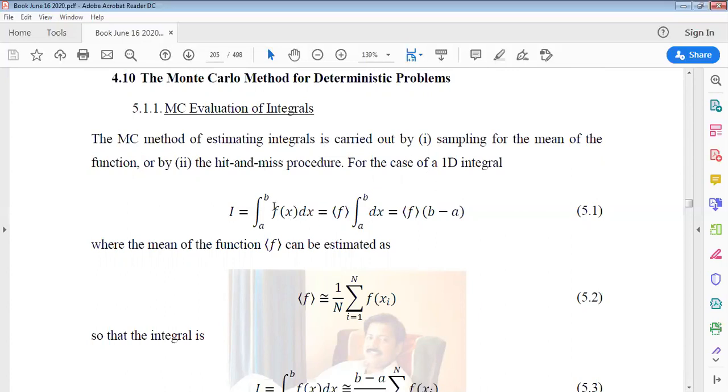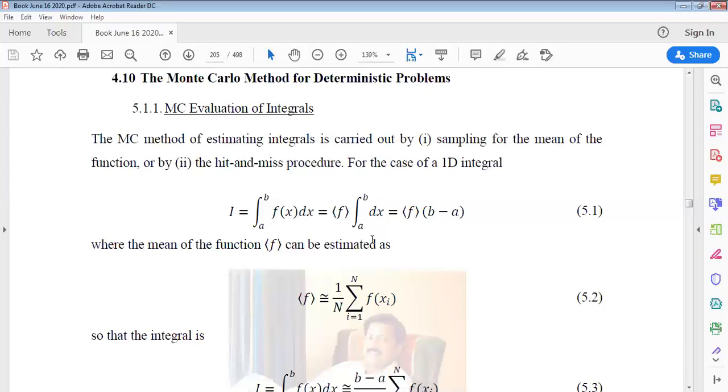Now, if you can take this f outside the integral and write it as f inside these angular brackets, then all that you've left inside is dx. And dx integrated between a and b is just b minus a. So here's a very simplistic way of thinking what the integral of a function is. You can say I is equal to the mean value of f multiplied by the width of the interval.